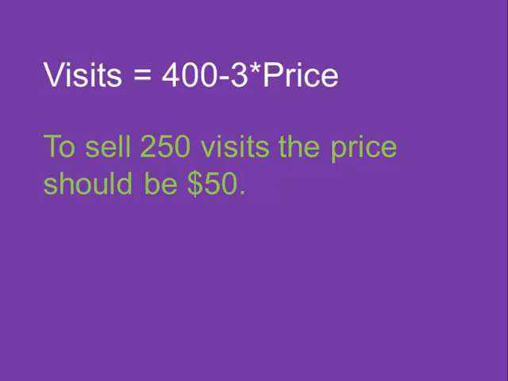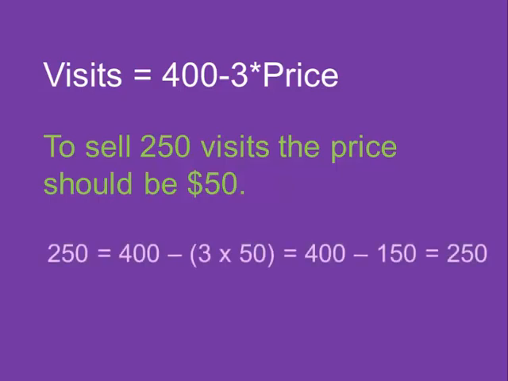Okay, so we've got our information here. Let's plug it into the formula. We know that the visits should equal 250. 400 is a given, minus 3 times the price, which was given. And now simplifying that out, going ahead and doing the 3 times 50, which is 150. So I have 400 minus 150, and it does indeed equal 250.